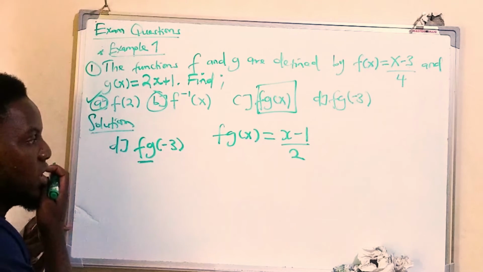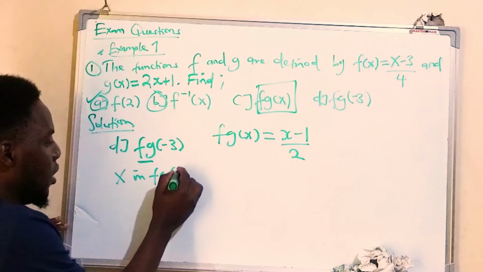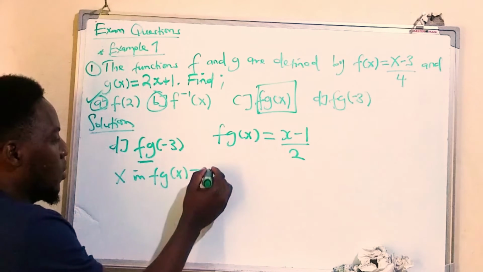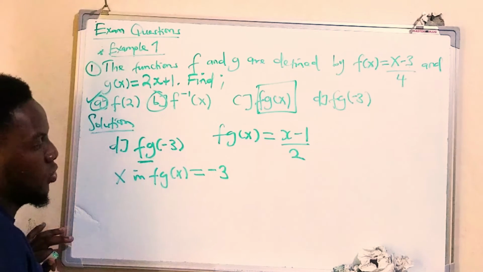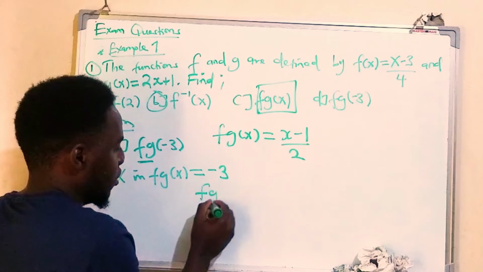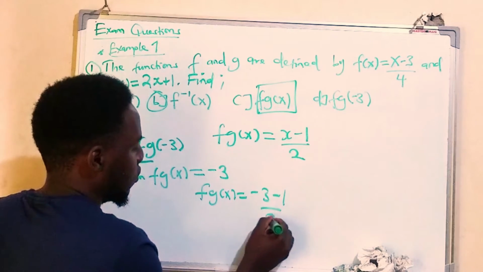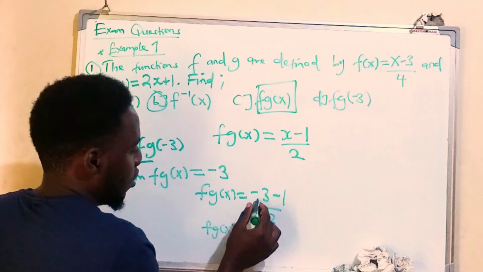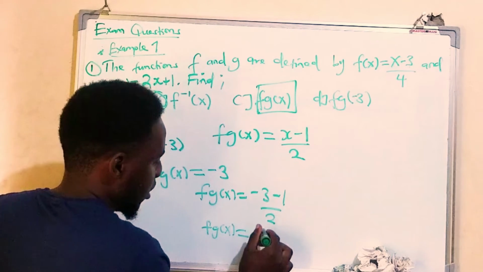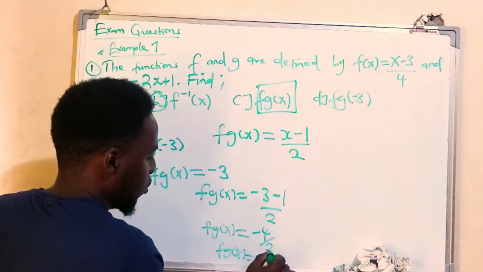So this is just telling us that x in fg of x is equal to -3. So while there is x in fg of x, I'm going to put -3. So you have fg of x is equal to -3 minus 1 over 2. Fg of x is equal to -3 minus 1, that's -4 over 2. Fg of x is going to be -2 there.